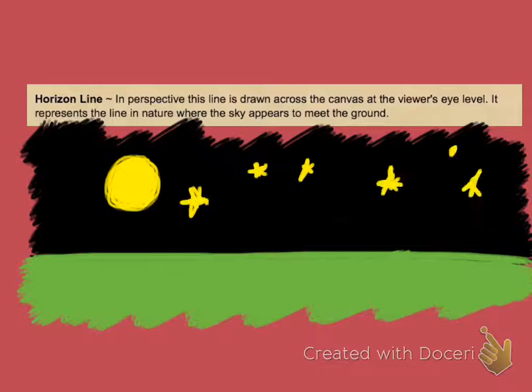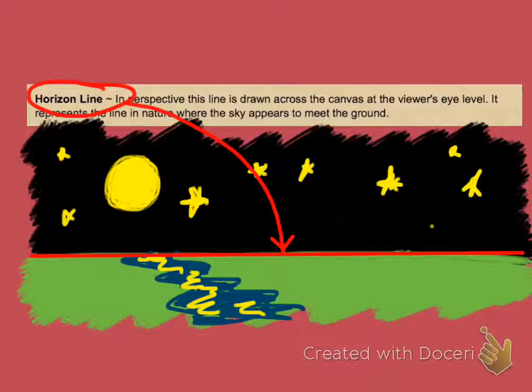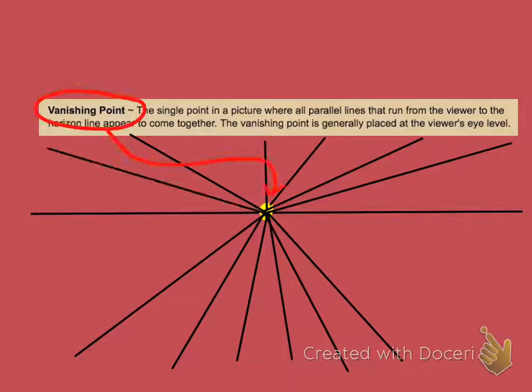Horizon line. In perspective, this line is drawn across the canvas at the viewer's eye level. It represents the line in nature where sky appears to meet the ground. Vanishing point. A single point in a picture where all parallel lines that run from the viewer to the horizon line appear to come together. The vanishing point is generally placed at the viewer's eye level.